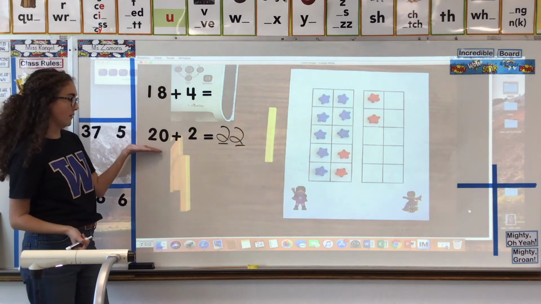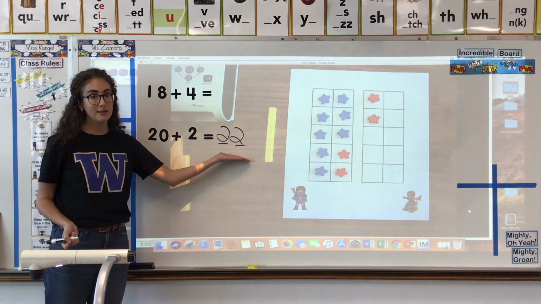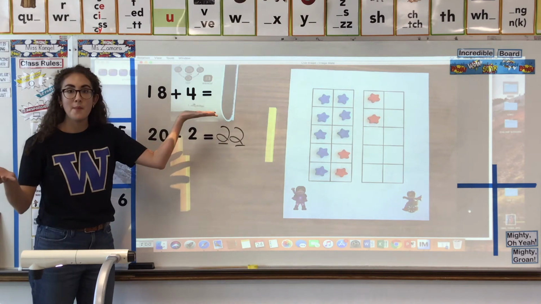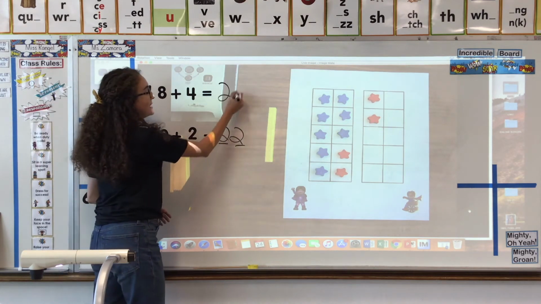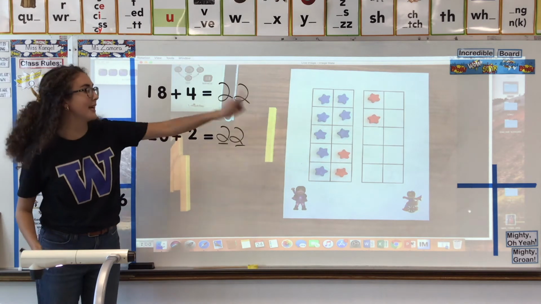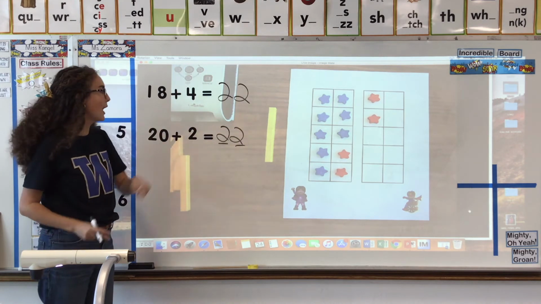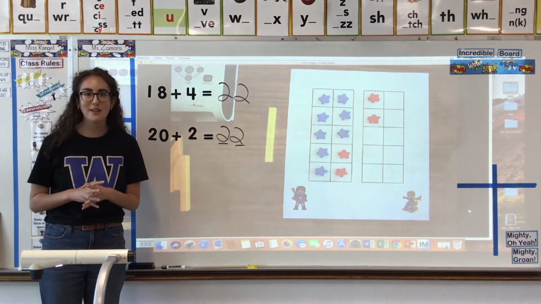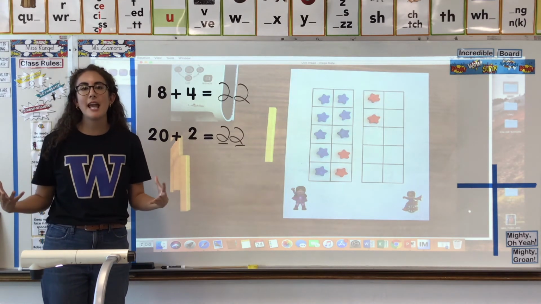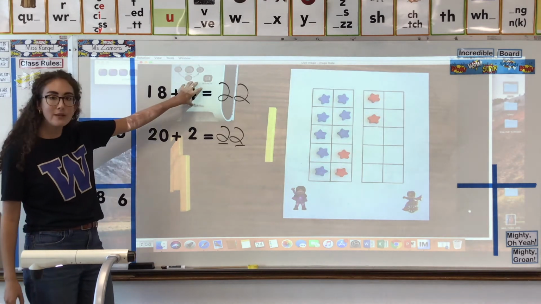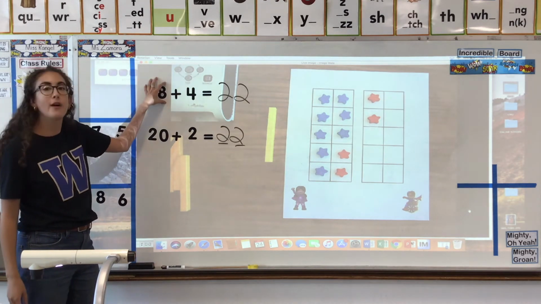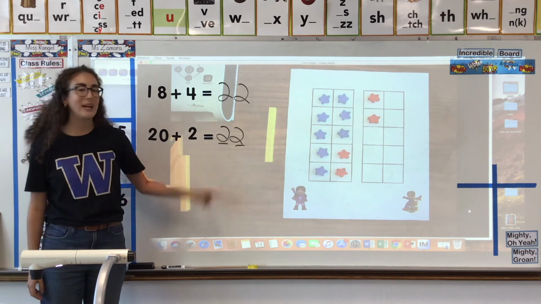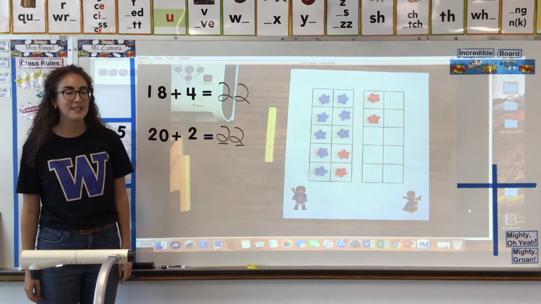So, if 20 plus 2 equals 22, what is 18 plus 4? It's 22 as well, because we just proved these equations are equal. So, Super Scholars, we are using the same strategy of borrowing from our number to make the first number into a 10, and therefore quickly solve our 10 plus fact.